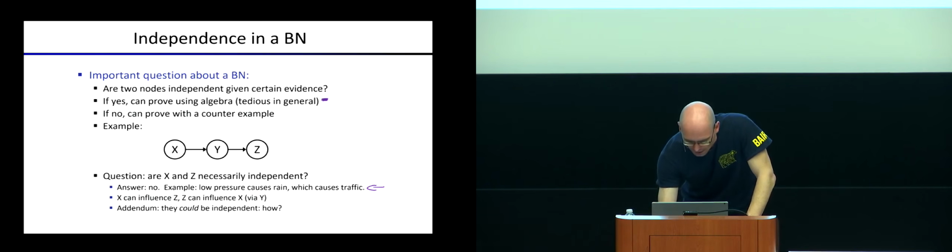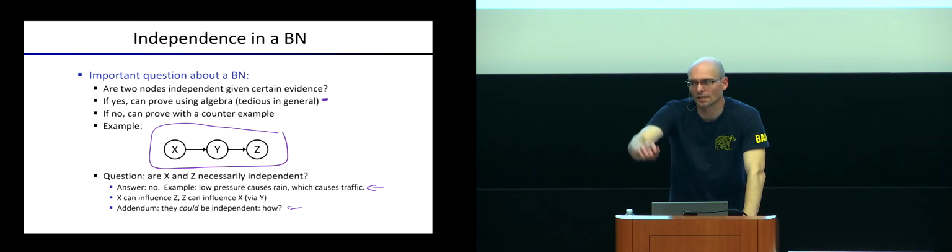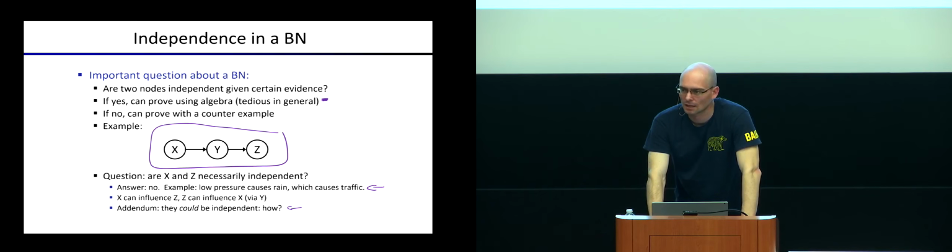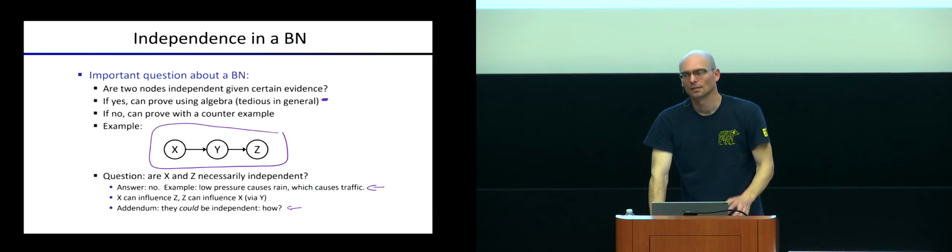One question, is it possible, if somebody gives you a Bayes net like this, that X and Z are actually independent? Who thinks that's possible? Why? The only condition for independence is if you take the individual probability conditions and they work out to be independent. Okay, that's the right kind of reasoning.